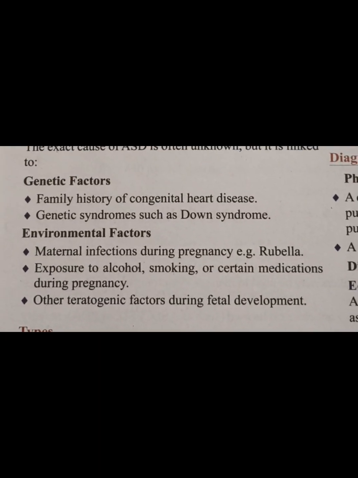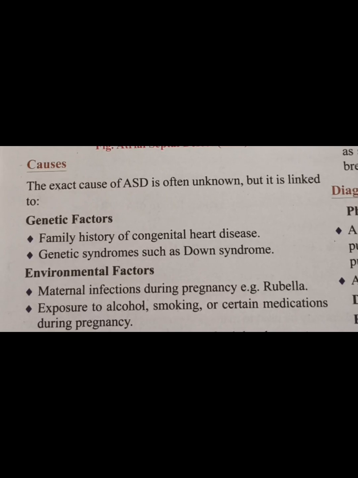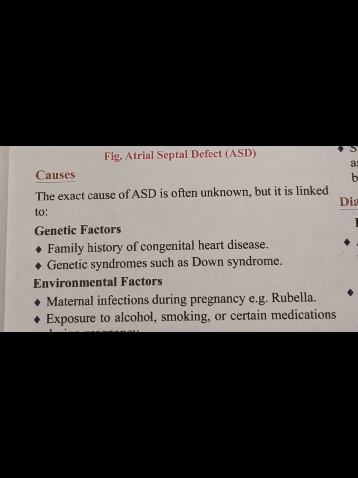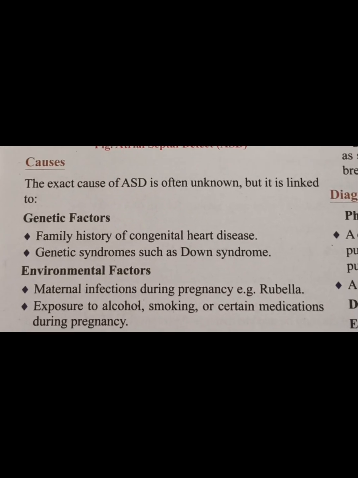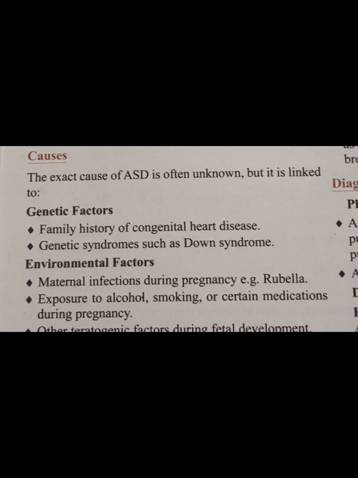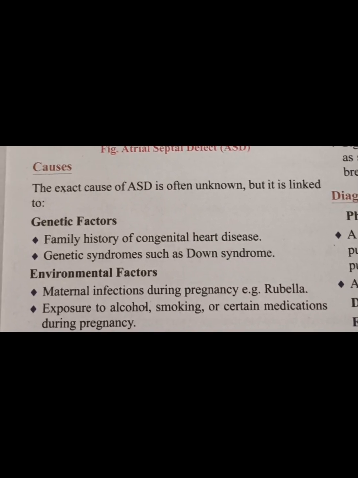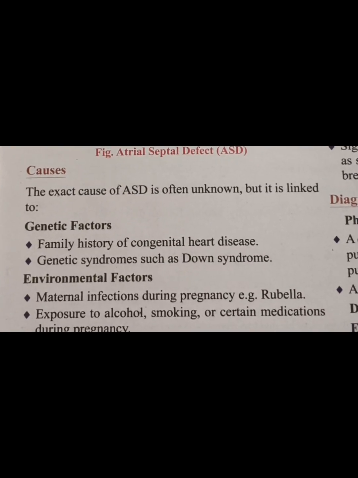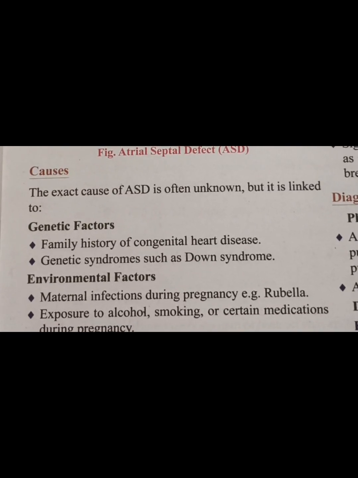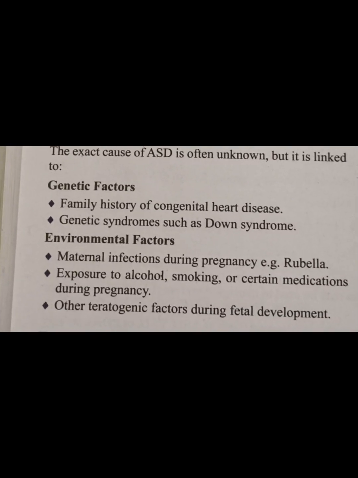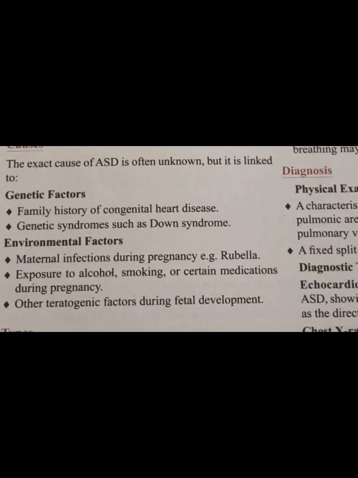Environmental factor means what? During pregnancy, mothers may have rubella or urinary tract infections. These types of infections can also cause these conditions. Next, exposure to alcohol, smoking, and certain medications during pregnancy is also one cause. If the mother is not maintaining her health properly, like taking alcohol, smoking, or certain drugs like heroin and cocaine, these will mainly affect fetal development. Understood? Next, other teratogenic factors during fetal development. These are some causes.